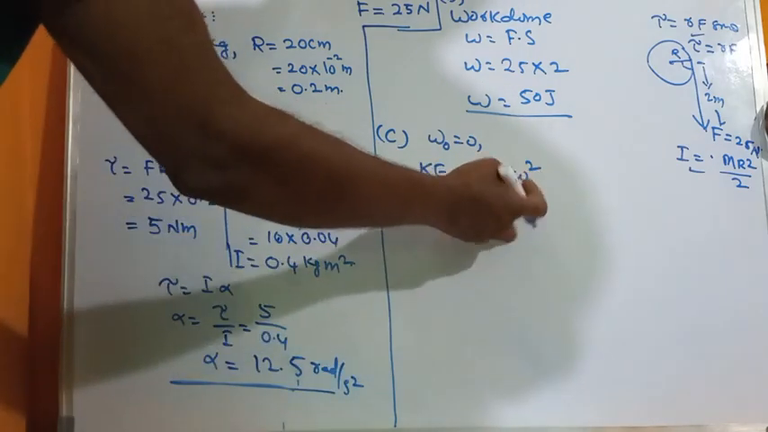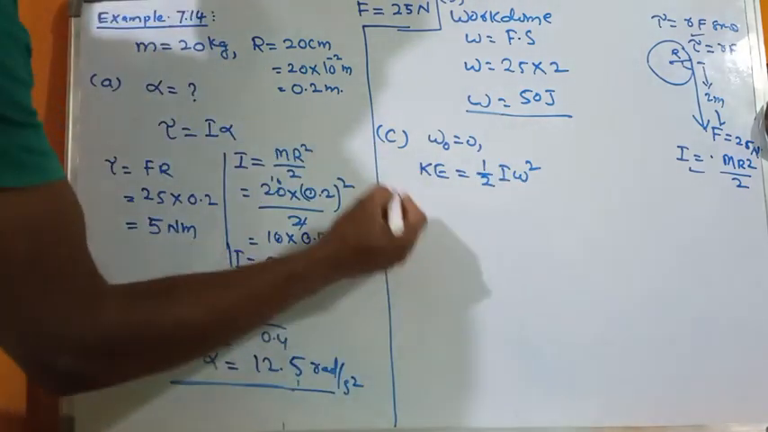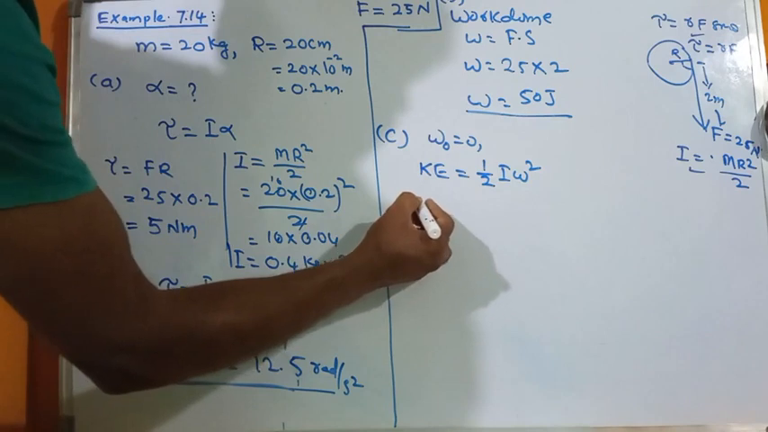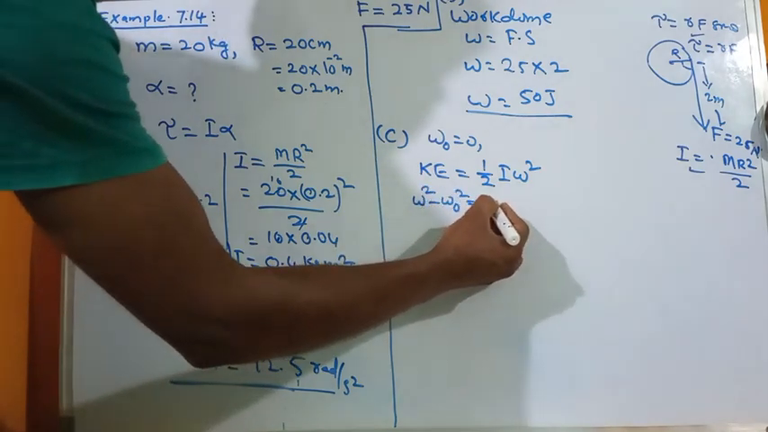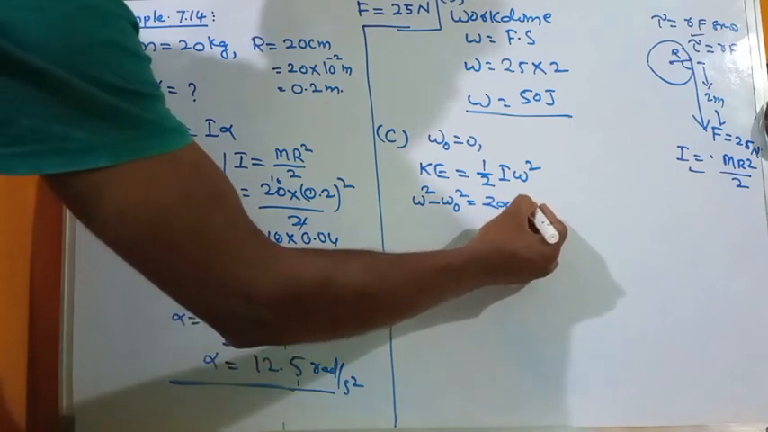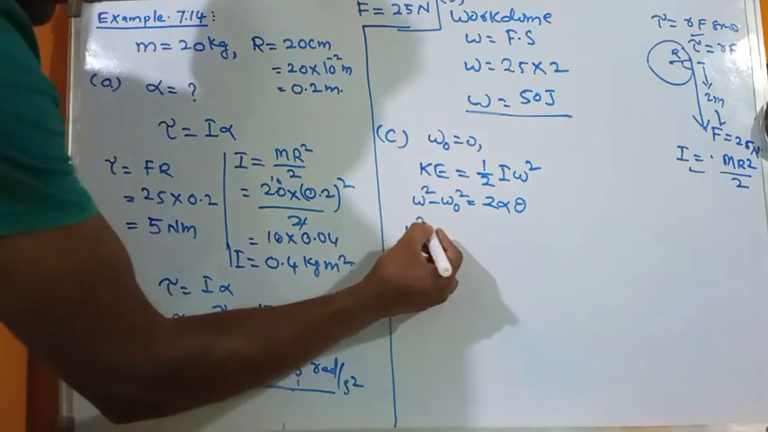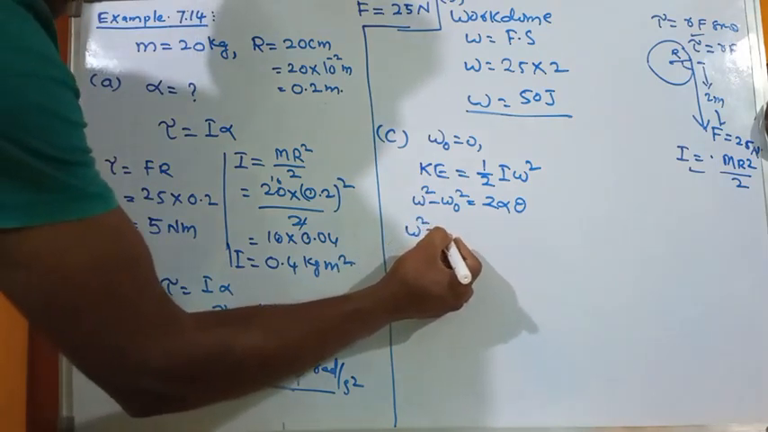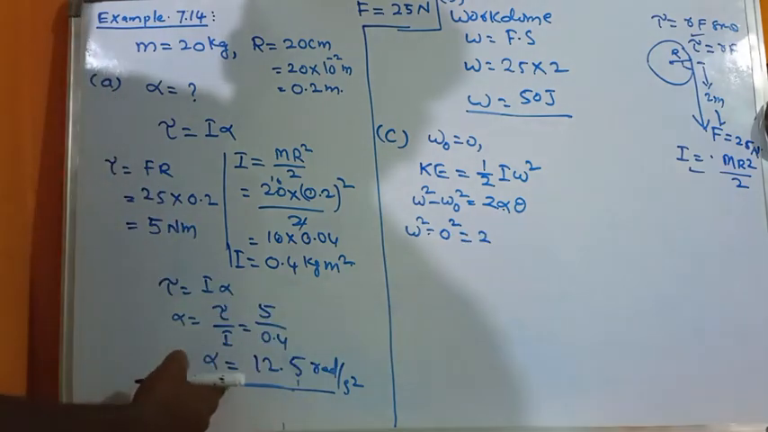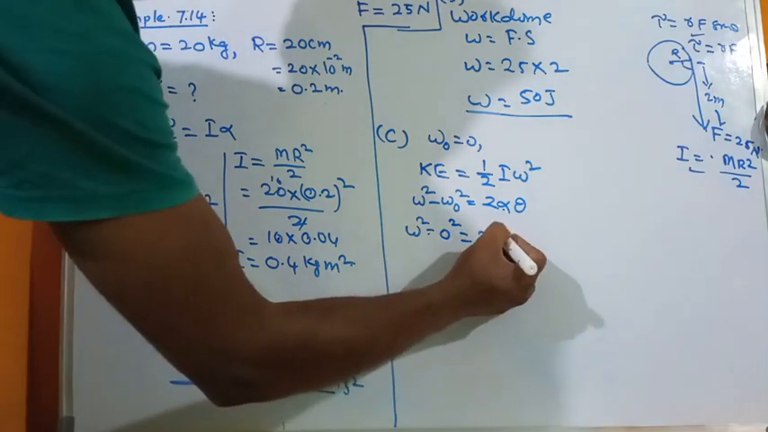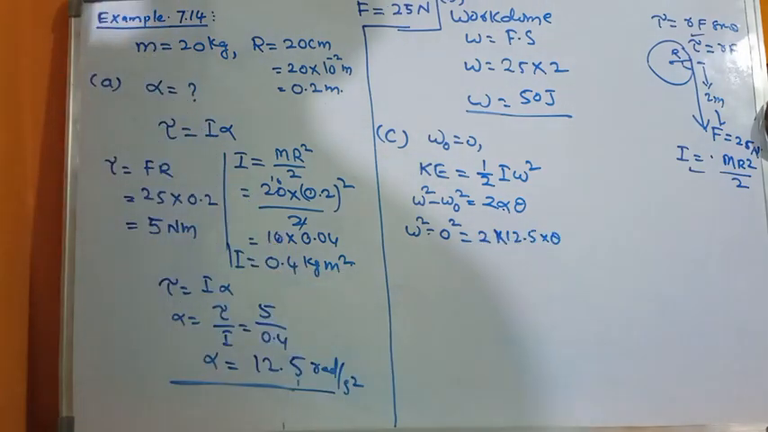So by using the kinematical equations, we can find out omega square. We have the third kinematical equation, omega square minus omega naught square is equal to 2 into alpha into theta. So omega square minus, omega naught is 0, is equal to 2 into alpha, already here it is 12.5, into theta, which is also not given.